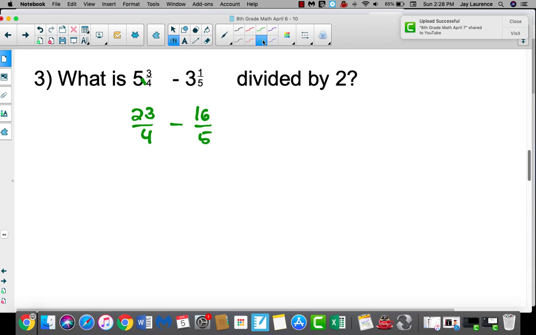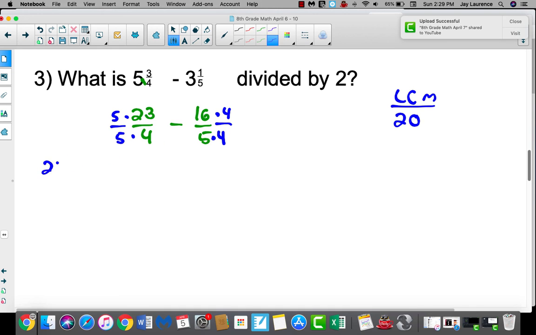Problem is, they're not like terms. I need a least common multiple. What's the smallest number that both 4 and 5 go into? Well, if you don't know how to get it, count by 5 until you say a number 4 goes into. 5, 10, 15, 20. Stop! Did you hear it? 20. 4 goes into 20, right? So my least common multiple is 20. So I'm going to multiply by 4 in both the numerator and denominator. I'm going to multiply by 5 in both the numerator and denominator.